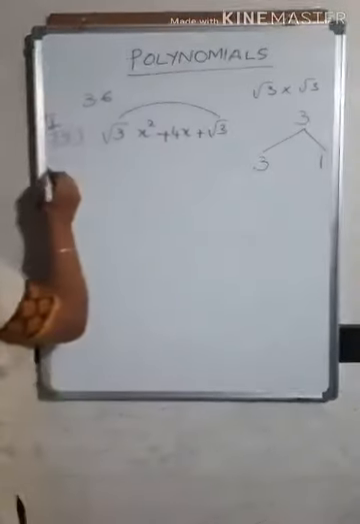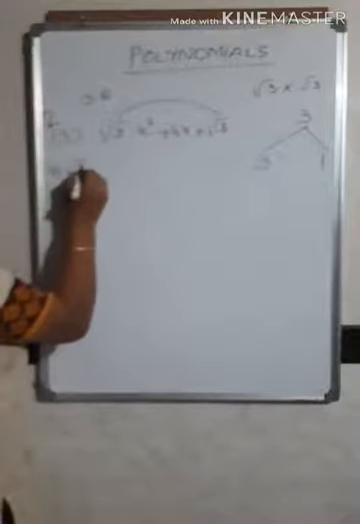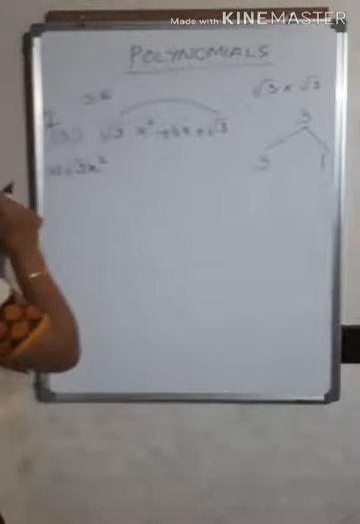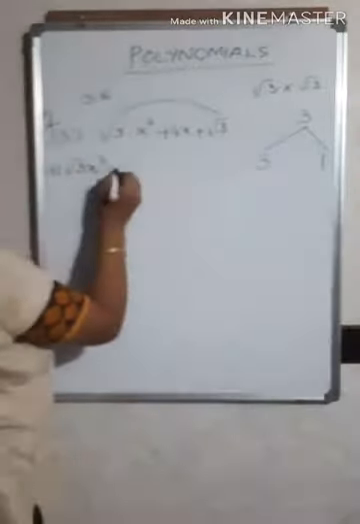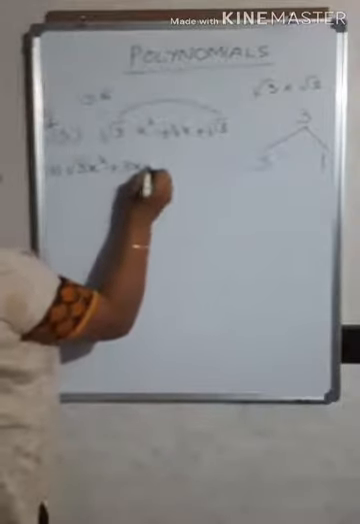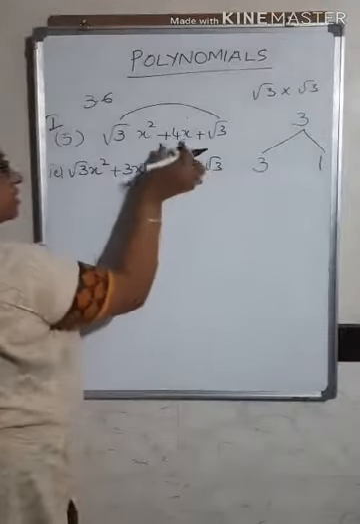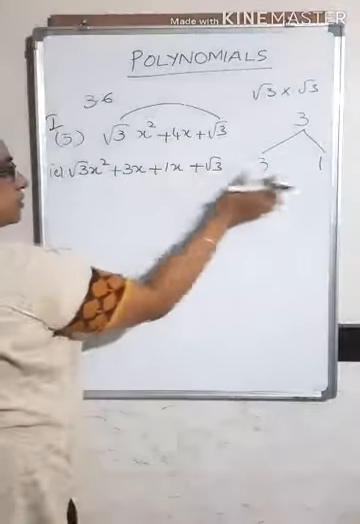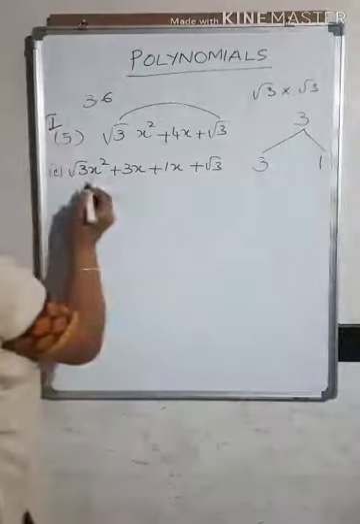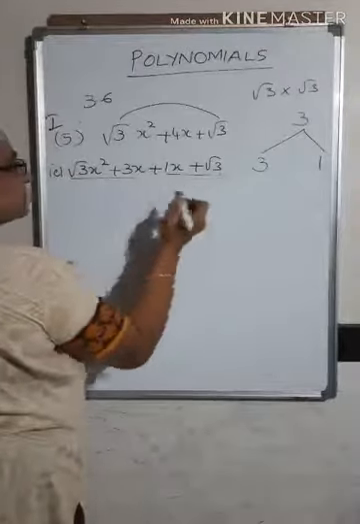So this you are splitting and writing it as root 3x square. First term should be written as it is. The second term you have to write as plus 3x plus 1x plus root 3. So what you have done here is the middle term you have split into the factors that you have got here. Now further grouping the first two and the last two.